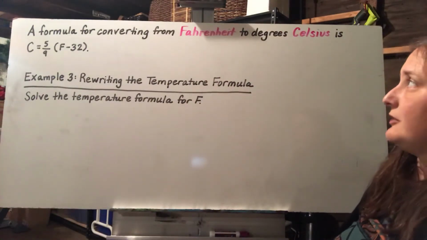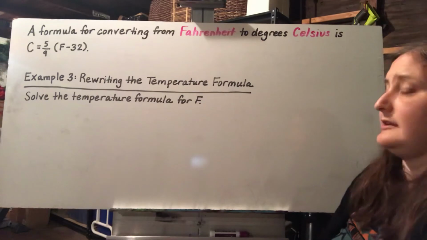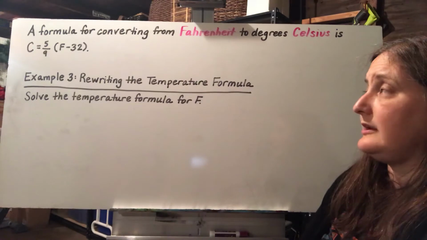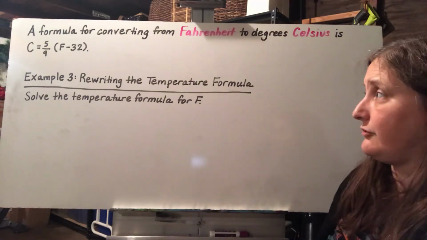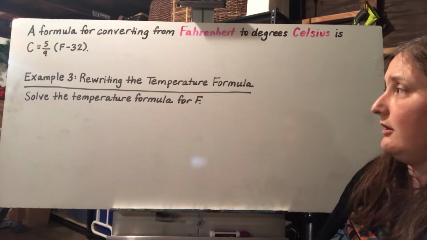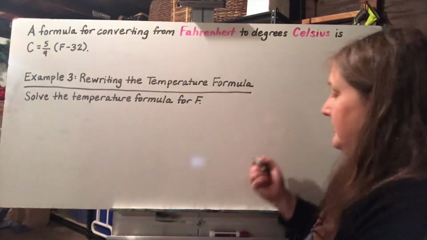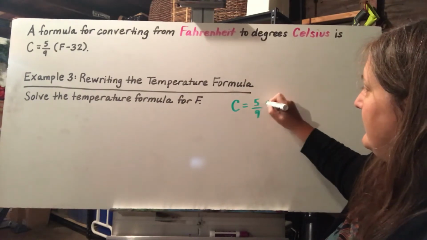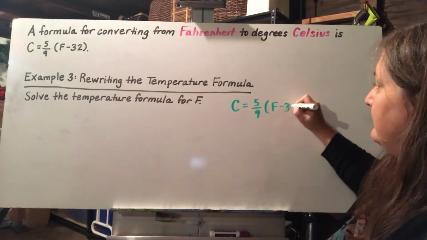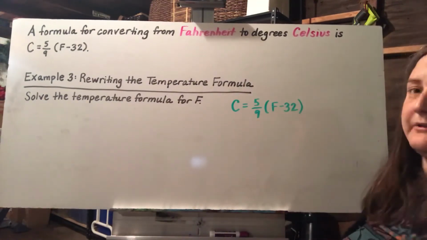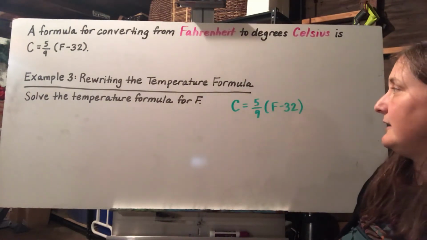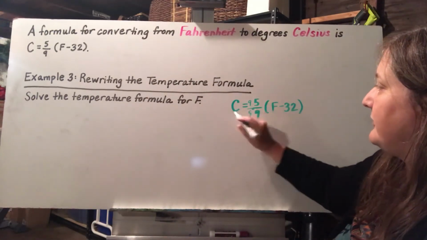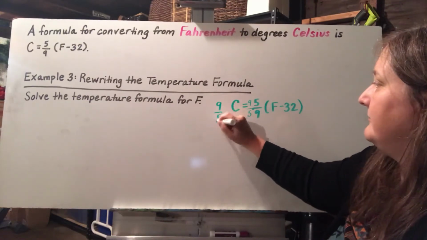A formula for converting from Fahrenheit to degrees Celsius is Celsius degrees equals 5/9 times the quantity of Fahrenheit degrees minus 32. Well, what if we wanted to solve the temperature formula for F? So here's our formula. The first thing we want to do is get rid of this 5/9 since it's outside the parentheses. And the easiest way to get rid of a fraction is to multiply it by its reciprocal. So multiply by 9/5. I'm going to do that on both sides.